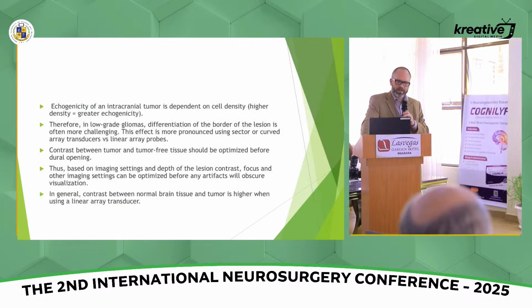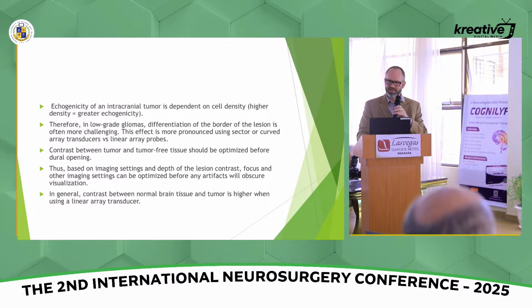Echogenicity of an intracranial tumor is dependent on cell density, right? So higher density equals greater echogenicity. Low-grade gliomas are probably the hardest to distinguish from surrounding brain, especially if it's a diffuse glioma. If it's, say, a pilocytic astrocytoma, they can be pretty dense with fibrous tissue, and they can be quite bright.